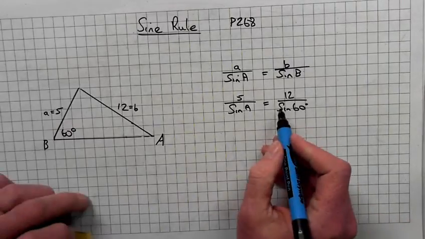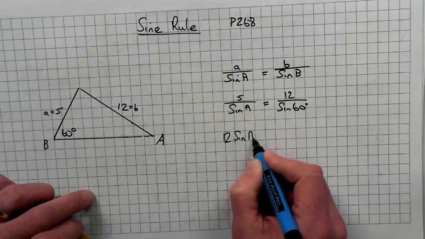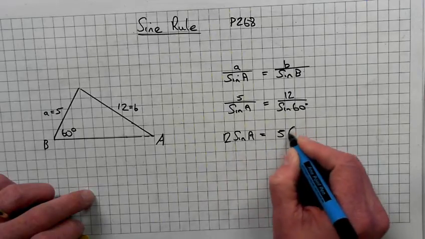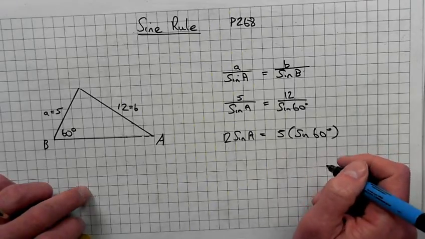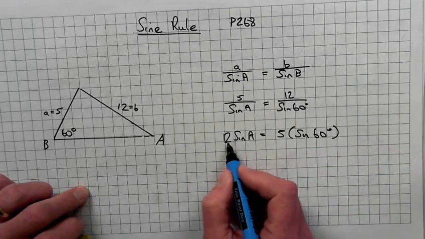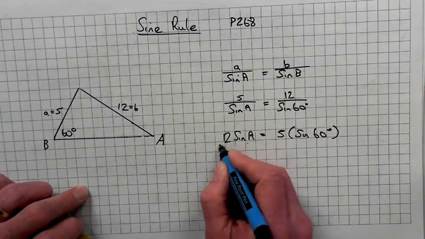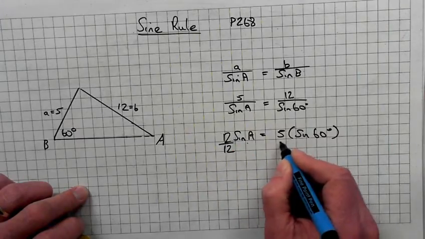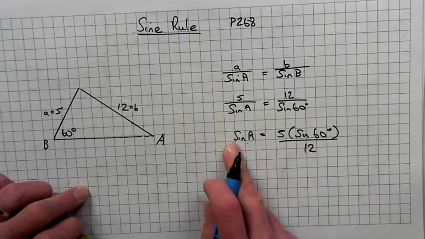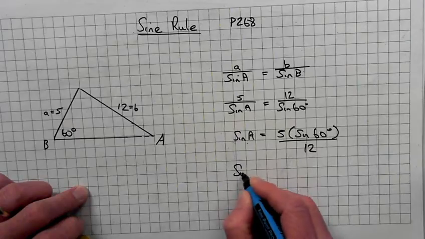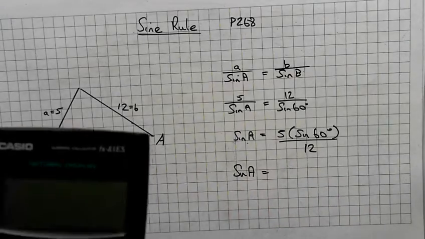Right, so first of all we cross multiply. So 12 times sine A is equal to 5 times sine 60 degrees. We won't use any calculations just yet. Now we want to find A, so we'll get rid of the 12 by dividing both sides by 12. 12 over 12 is 1, so sine A is equal to 5 twelfths, the sine of 60.